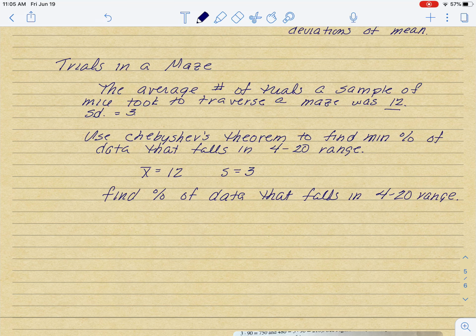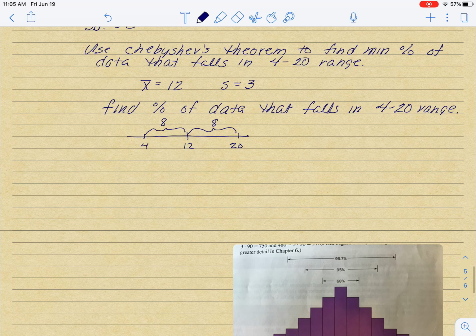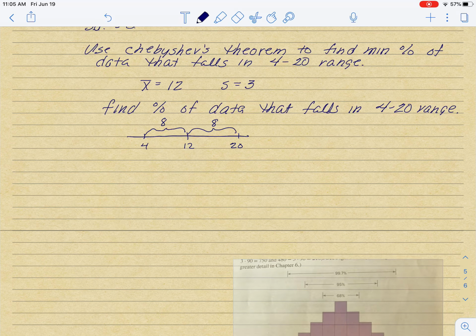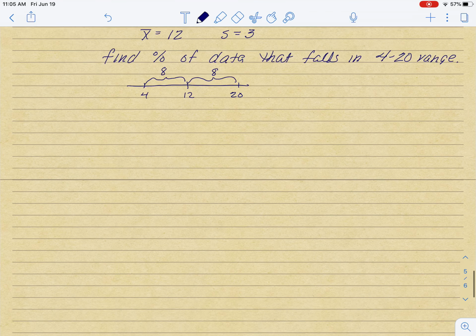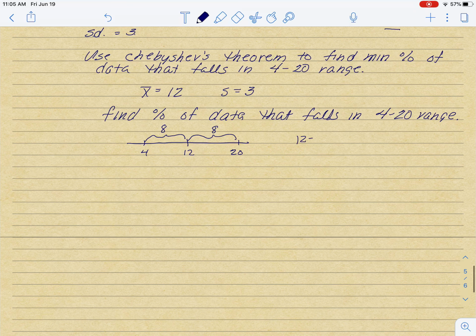Well, first we have to find, if I look at this kind of like on a number line, here's 12 in the middle, and here's 4, and here's 20. Notice that 12 lies right smack in between, so there's an 8 difference between both of those. So I could find that by going 12 minus 4 equals 8, or 20 minus 12 will equal 8 also.